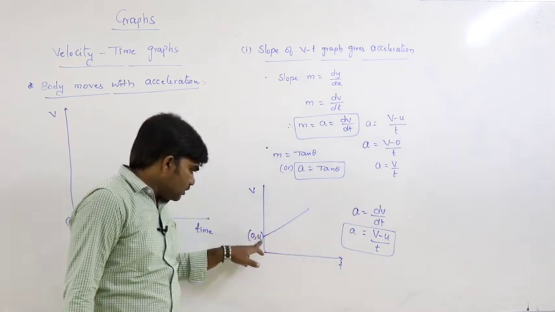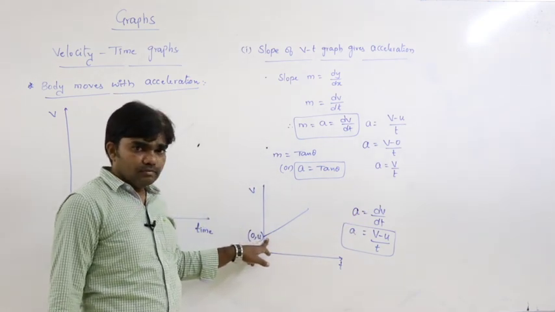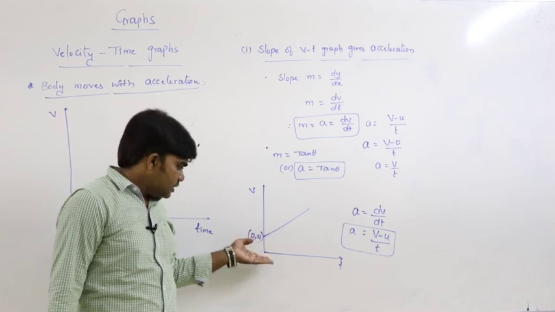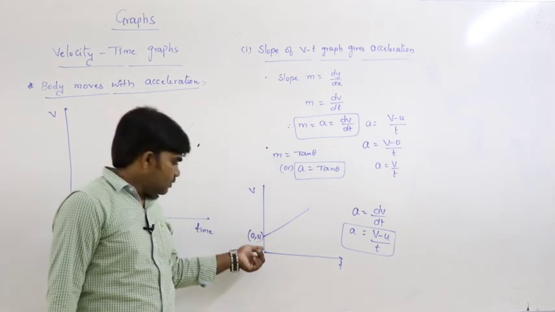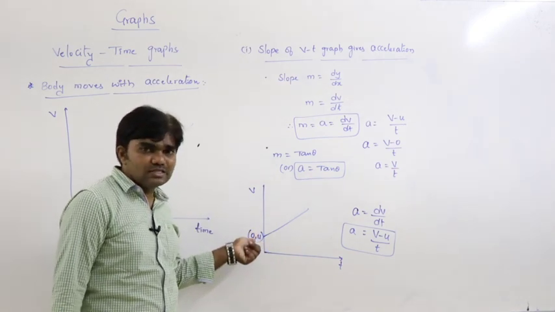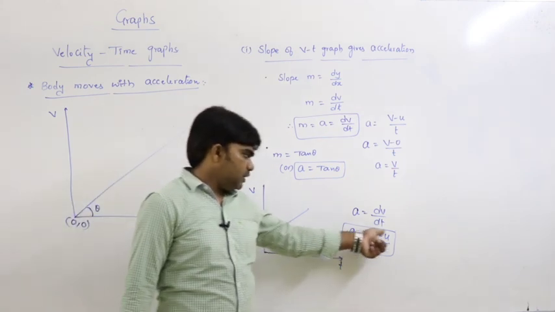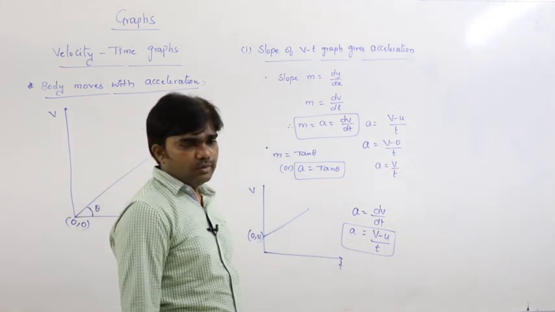But here the graph does not start from the origin. It has a certain y component. What is that y component initially? That is called the initial velocity. That's why a is equal to (v minus u) by t.